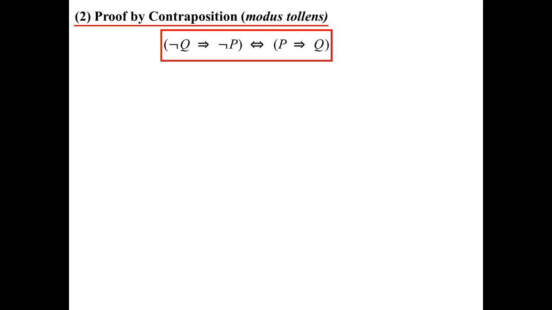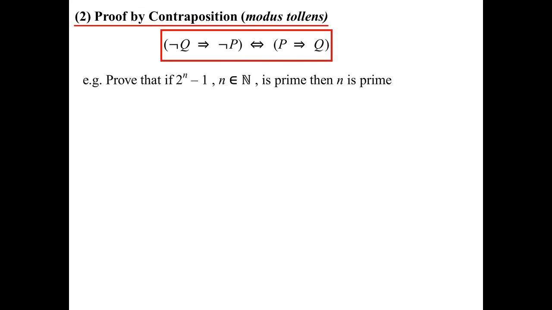Now we're going to do proof by contraposition. And again, for our Latin fans, that's modus tollens. That's basically what we saw in that multiple choice question we just did. So not Q implying not P is equivalent to P implying Q, because sometimes that is easier to work out.